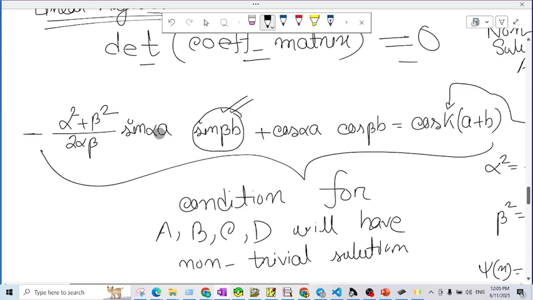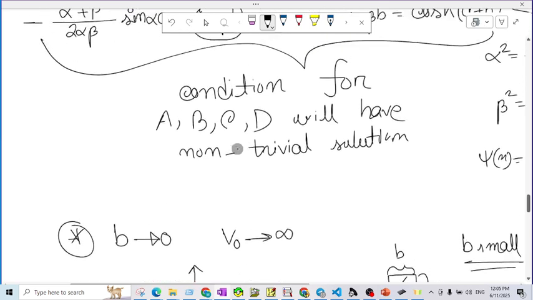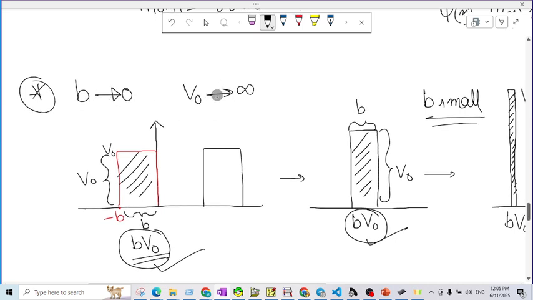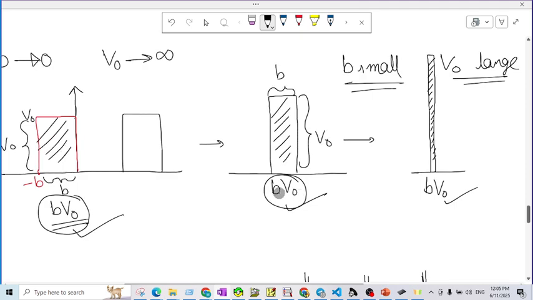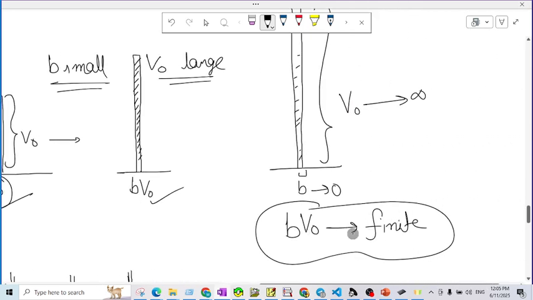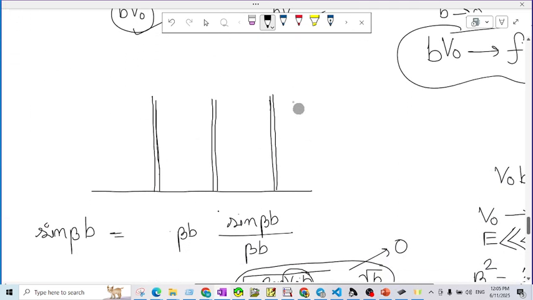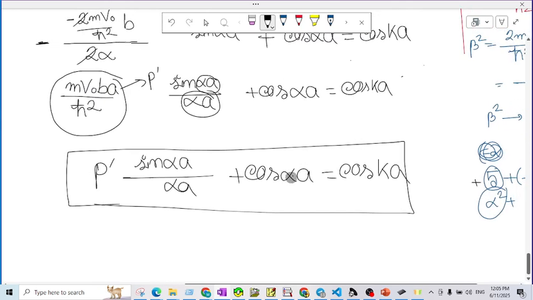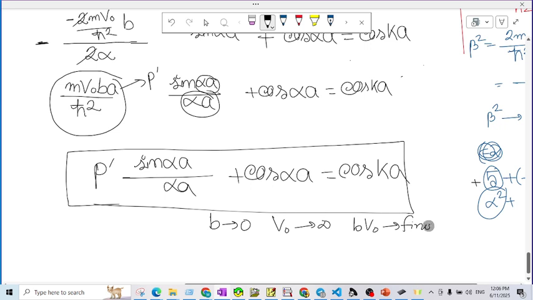Here you have alpha, and now we have to think that alpha is related to who, right? Then we take b tends to 0 and V naught tends to infinity, but we take bV naught the same, that means finite. And if I take this, I will get a periodic function like this. Then after some calculation, I find that I have another condition, and this is the condition when b tends to 0, V naught tends to infinity, but bV naught is finite. And it is the condition for A, B, C, D to have a non-trivial solution.